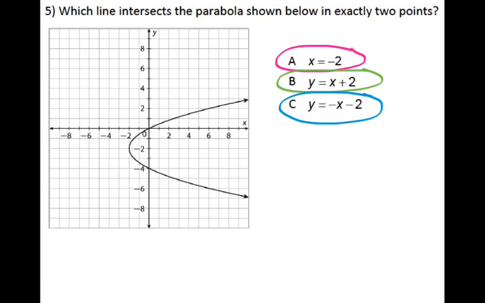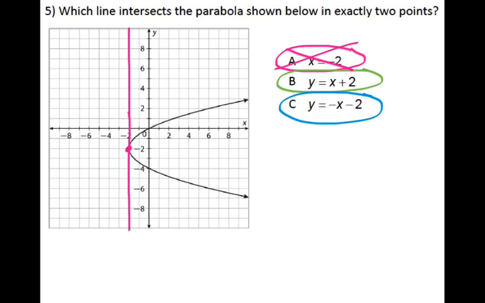So the pink one, x equals negative 2, that means I'm going to go to negative 2 on my x-axis, draw my line. And you want to see how many times it touches your graph. It only touches your graph in one spot. And we want to see which line intersects the parabola in exactly 2 points, so it's not the pink one. Let's go ahead and do the blue one.